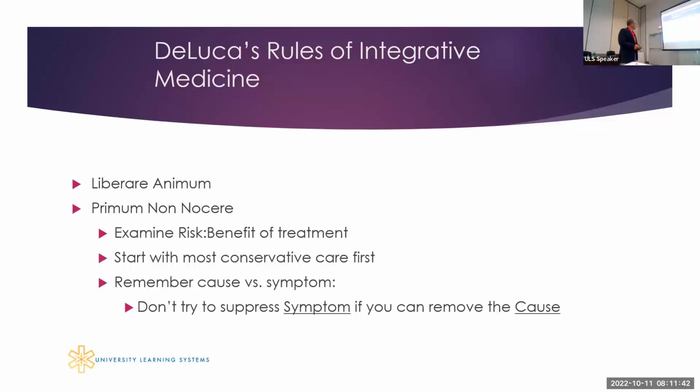Next is first, do no harm. That's the classic medical proviso. Always examine the risk-benefit ratio of treatment, and sometimes the cost-benefit ratio too, depending on your patient base. But always start with the most conservative care first. That might seem basic and silly, but you'd be surprised how many people don't, depending on where they are in the medical paradigm.